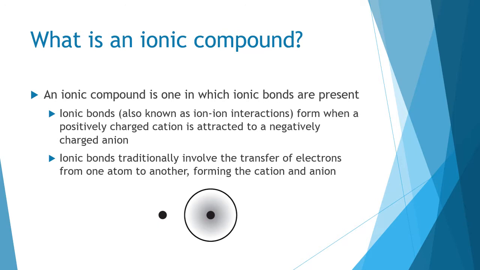Traditionally, ionic bonds are thought of as involving the transfer of electrons. During this transfer, the atom that will become the cation gives its electrons away to the other atom, which will become the anion.